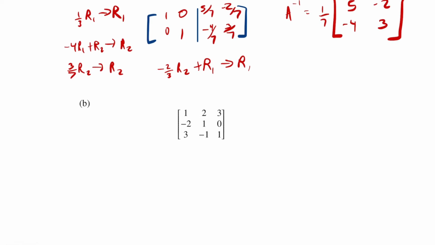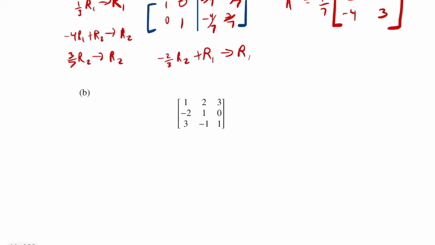So let's try this. All right, so I'm going to rewrite this. 1, 2, 3, -2, 1, 0, 3, -1, 1. And of course, we have to write the identity matrix over here.